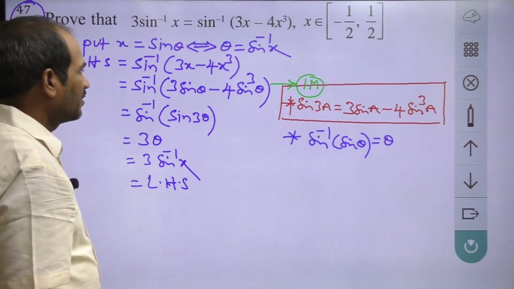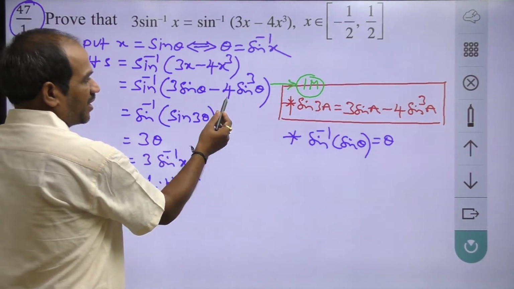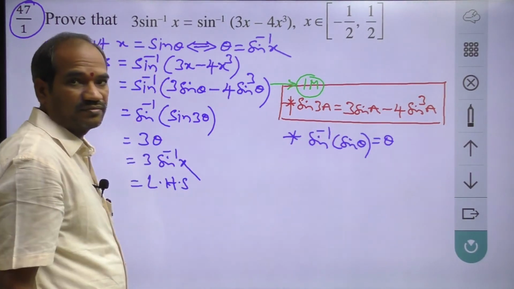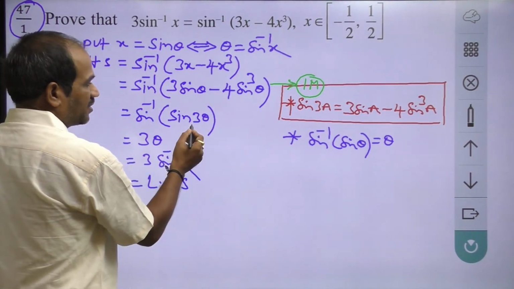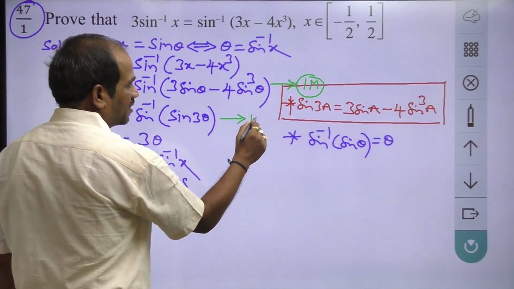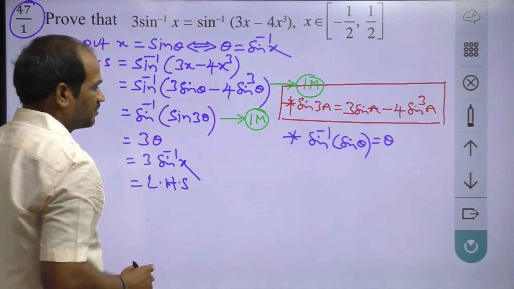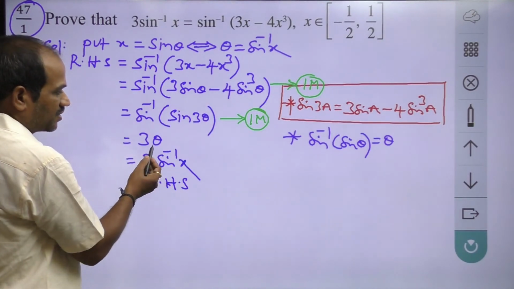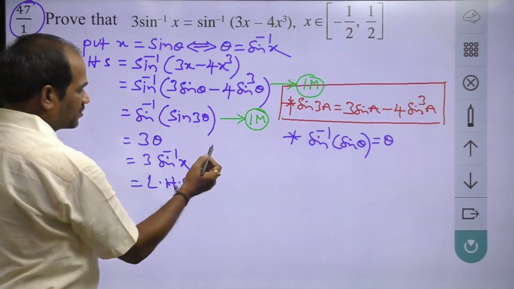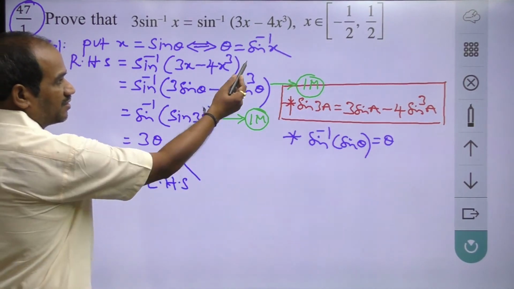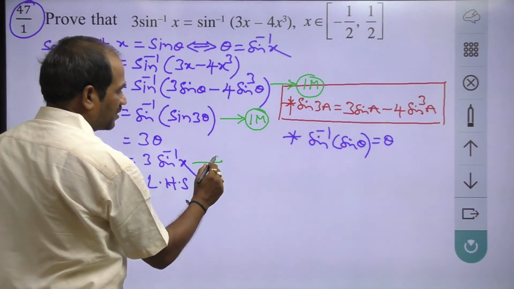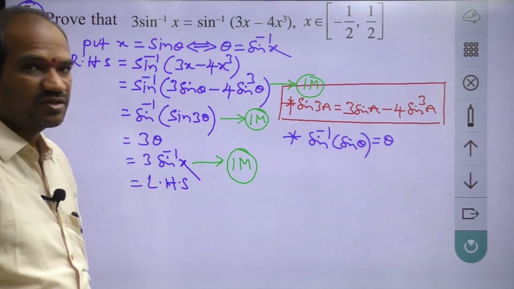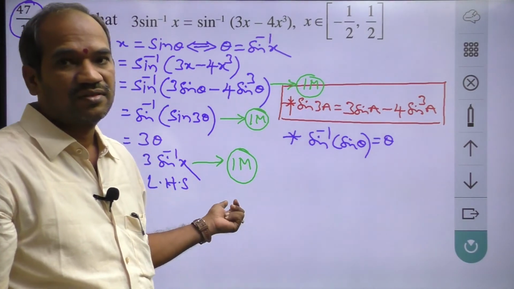Next, 3 sin theta minus 4 sin cube theta. This is the sin 3a formula, 3 sin a minus 4 sin cube a. Apply this formula and write this step, given 1 mark. So here, sin inverse of sin 3 theta. Sin inverse of sin theta is theta, so 3 theta. Replace theta by sin inverse of x. Write this step, given 1 mark. Three steps, 3 marks question. Write this question for one-time practice.